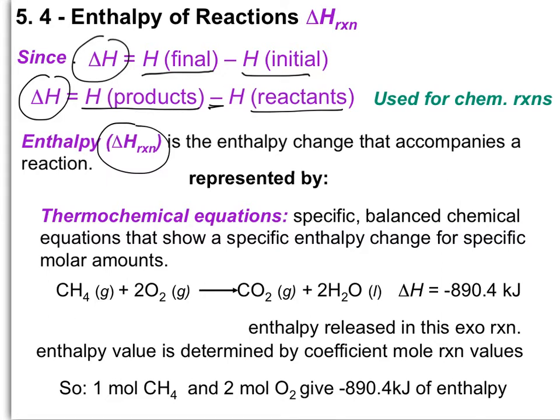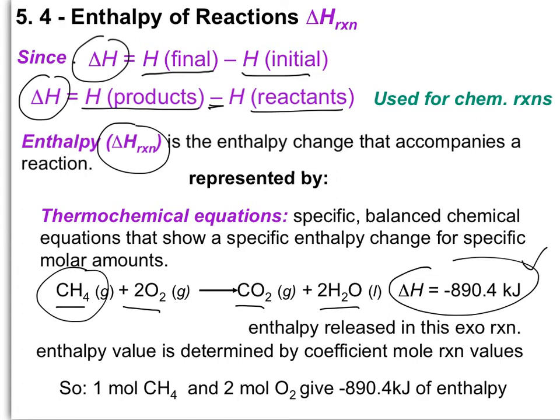That brings us to thermochemical equations. These are very specific balanced chemical equations that show us a specific enthalpy change for specific molar amounts in a specific reaction. In this case, you have an example of the combustion of methane. You have 1 mole of methane and 2 moles of oxygen, and this gives us 1 mole of CO2 and 2 moles of H2O. This reaction in this specific molar quantity gives us negative 890.4 kilojoules of energy.